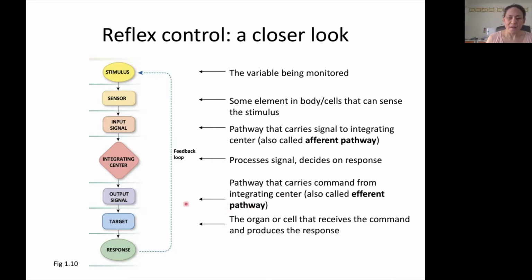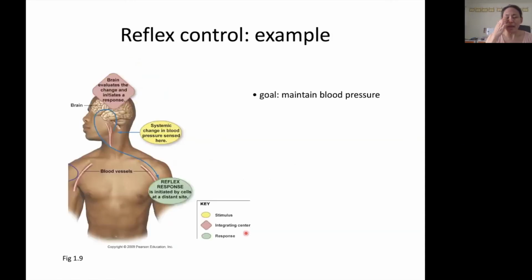That signal is going to reach a target, right? So that's going to be an organ or a cell or a tissue that's going to receive the command and carry out the response, right? And then the response is going to be the change that's made, okay? So I know this is maybe a little bit vague, but let's take a look at an example and try to apply what we just looked at to this example, okay?